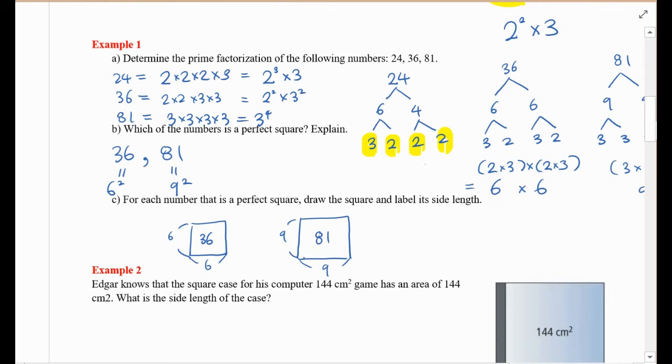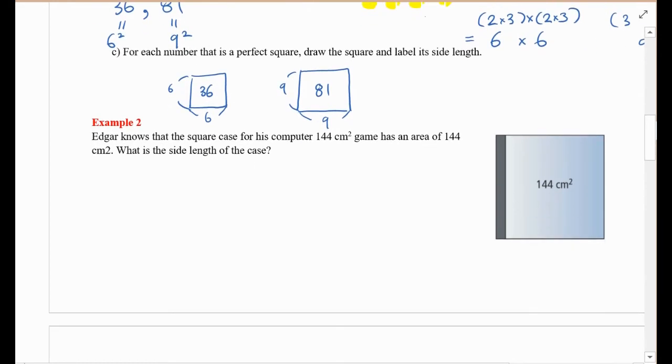Alright, everyone. Let's move on. Example 2. We know the area of this. This is a square. We know the area of this is 144 square centimeters. How do you find the side length? So I want you to pause the video and think about it.